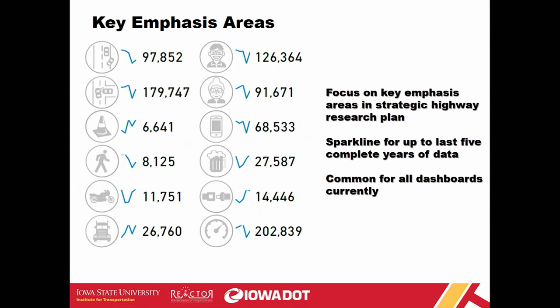It always shows up to the last 5 complete years. If you choose more than or less than 5 years, then it'll just show whatever data you selected. And one key thing is we always cut off the current year from the sparklines, so we're not seeing a downward trend just because the year's not complete. And as I mentioned, all of these are common across all 4 of the dashboards that we currently have built.